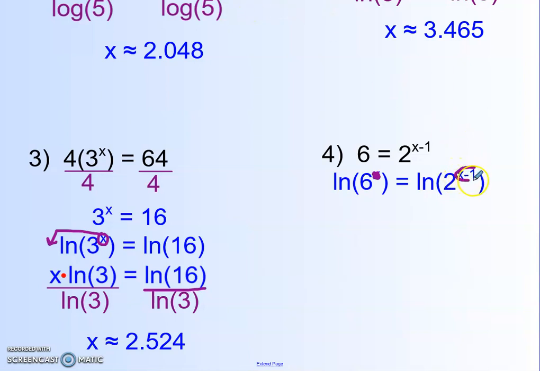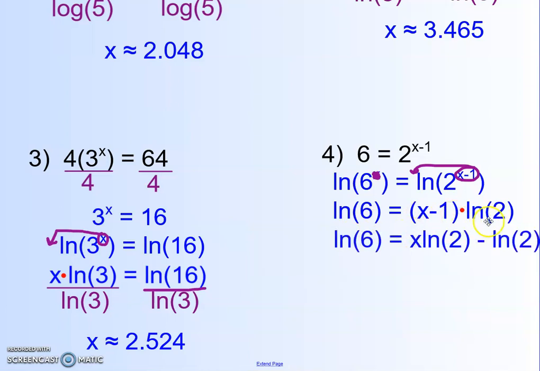Now be very careful when you bring this x minus 1 down with everybody else. Be very careful. We end up getting the natural log of 6 equals the quantity of x minus 1 times the natural log of 2. Now, be careful here. What are you going to do? There are really 2 ways you can handle this.